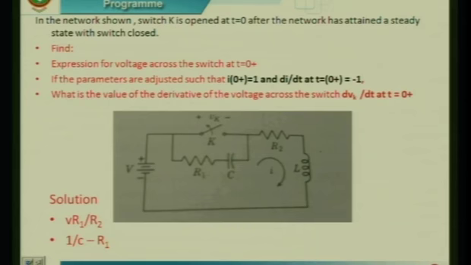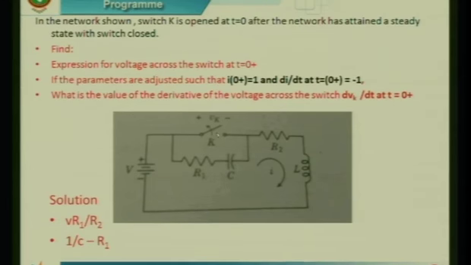This problem is slightly different. This is how it is different from what we have done in the previous sessions. They have asked: in the network shown, the switch K is opened. See the difference here. The switch K is initially closed. Initial state is switch K is closed.